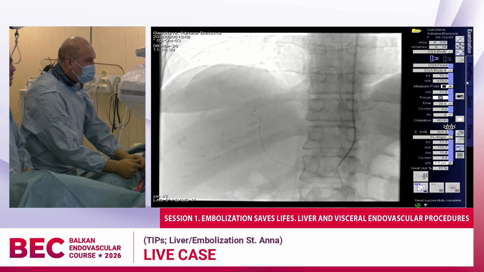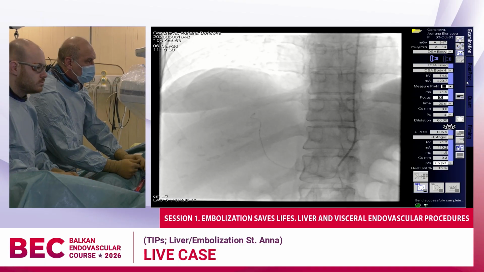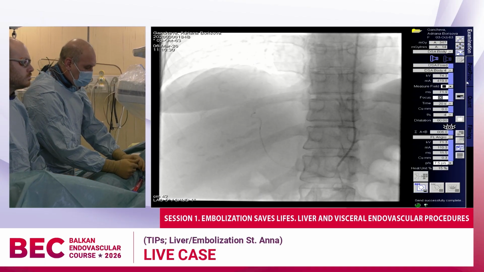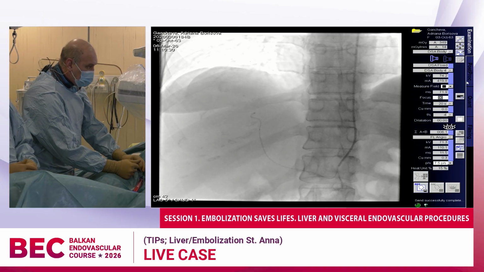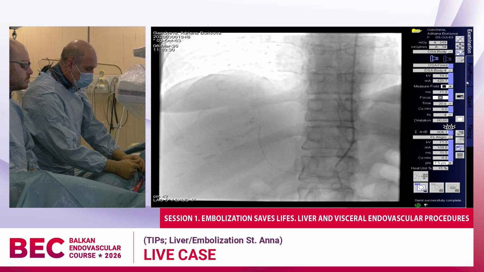You mentioned a very important point. When you embolize, do it slowly, so that the particles go in the periphery and will not block central parts of the artery.